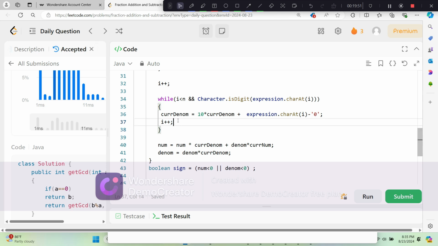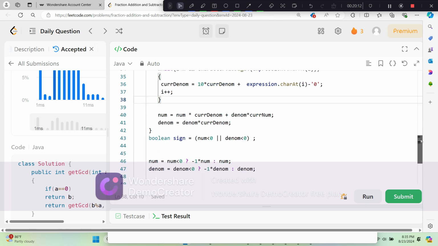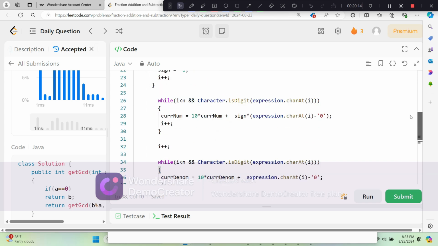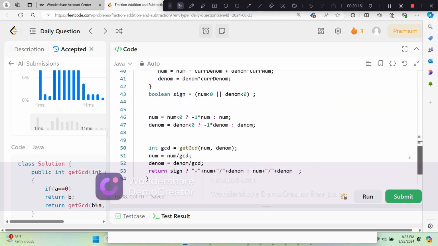So again we are using the same function, right? And we keep on increasing. Now see here, we are doing the same thing: num equal to num into curdenum plus denum into curnum, just that cross multiplication, right? And here we are updating denum equal to denum into curdenum. So now after doing all this, we will keep on going and finally we will come out of it. We would have our value.